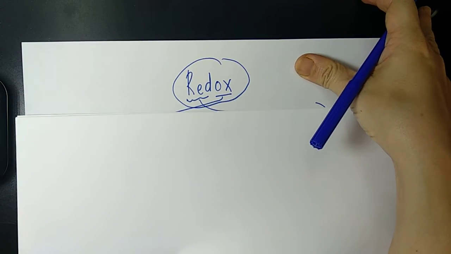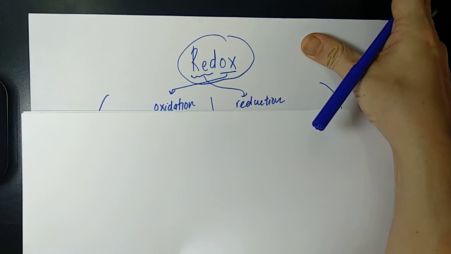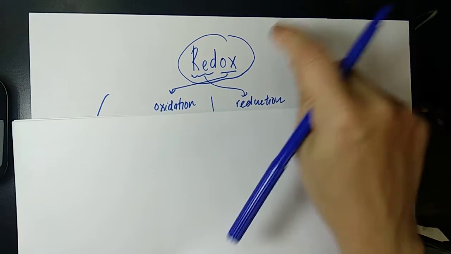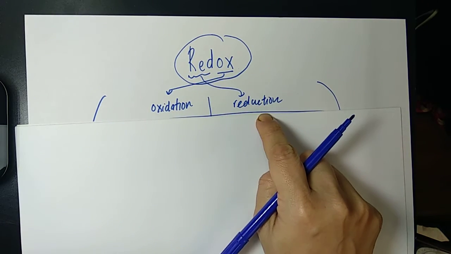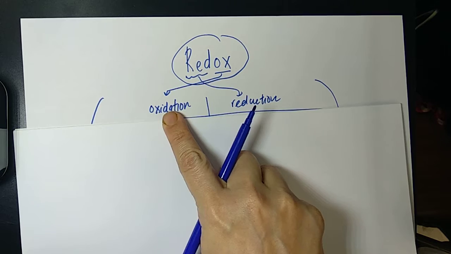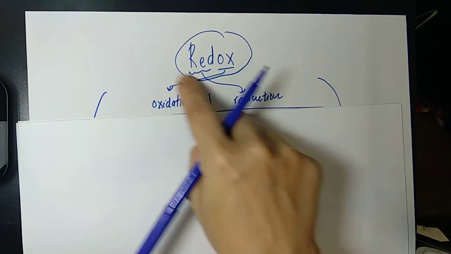Hi kids, today we're going to talk about a new topic called redox. Now redox is made from two words. OX stands for oxidation and RED stands for reduction. When an oxidation and reduction reaction occur at the same time, we call that redox.